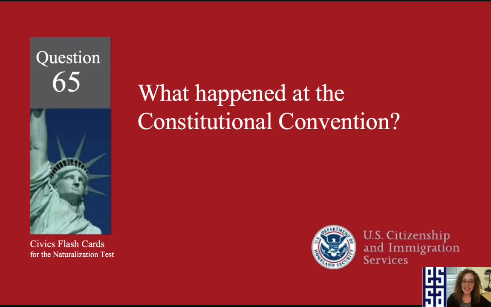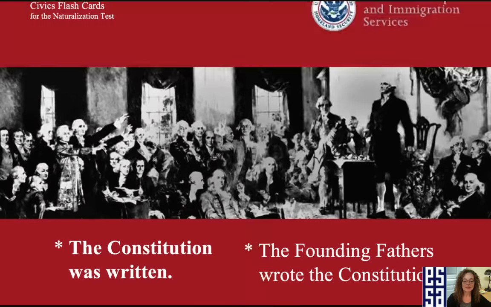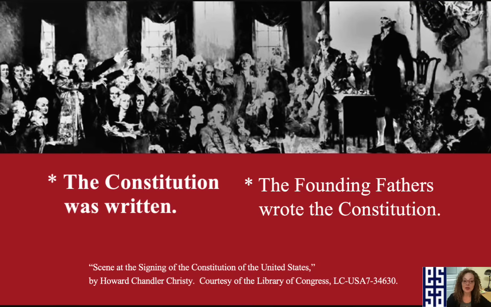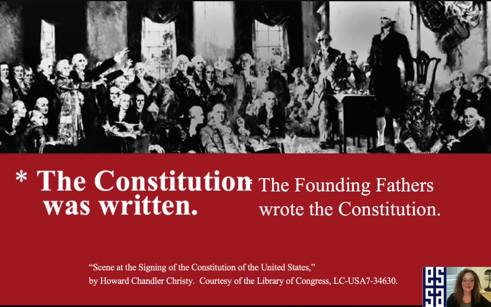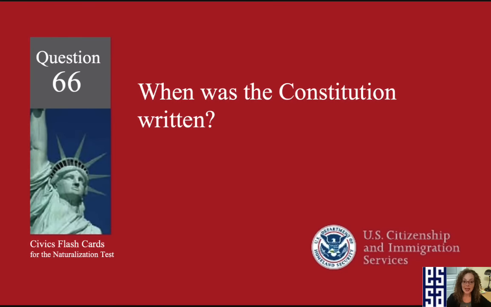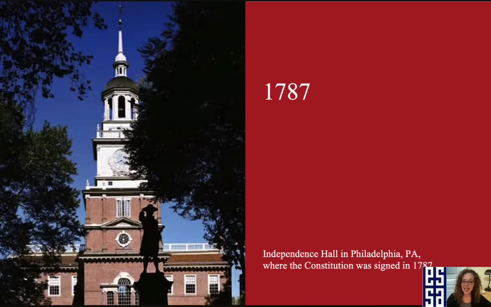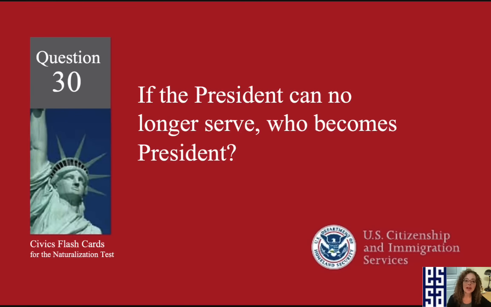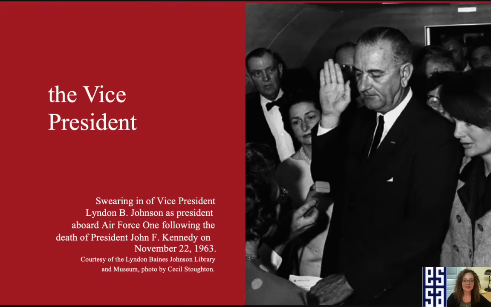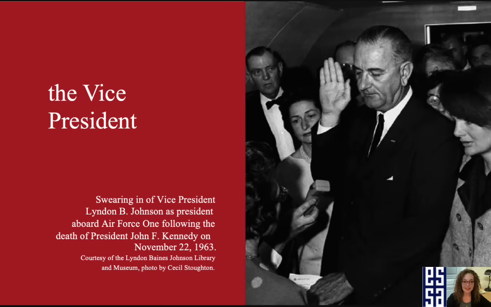What happened at the Constitutional Convention? The Constitution was written. When was the Constitution written? 1787. If the president can no longer serve, who becomes president? The vice president.